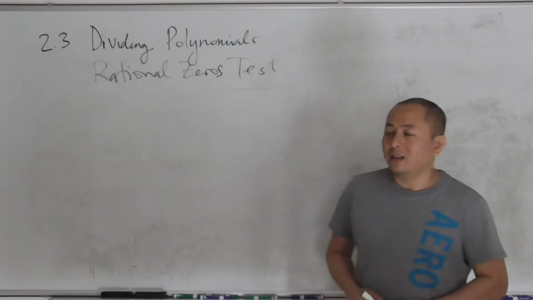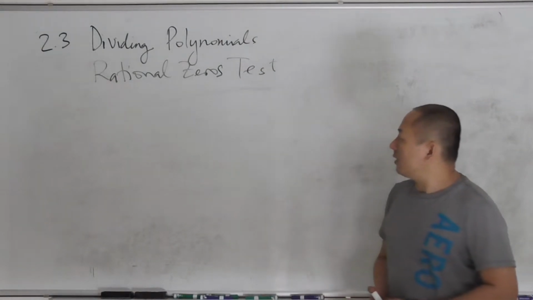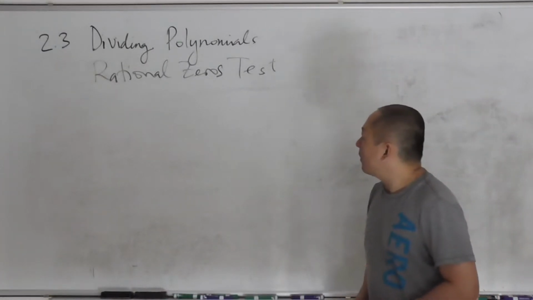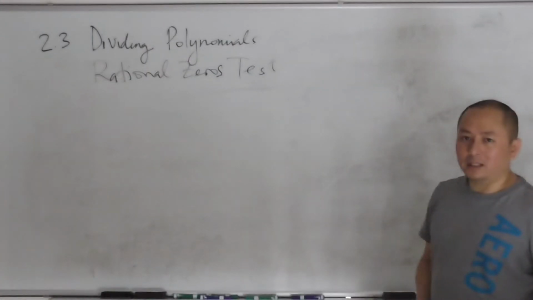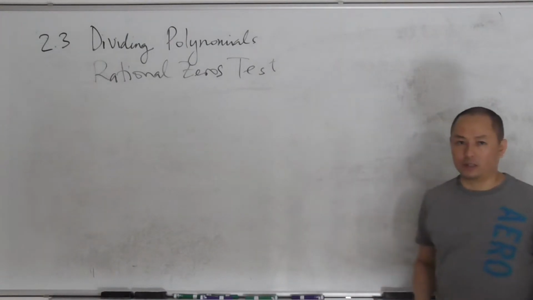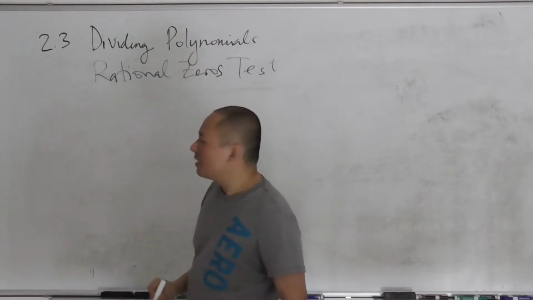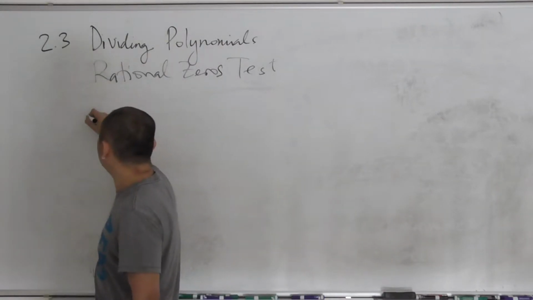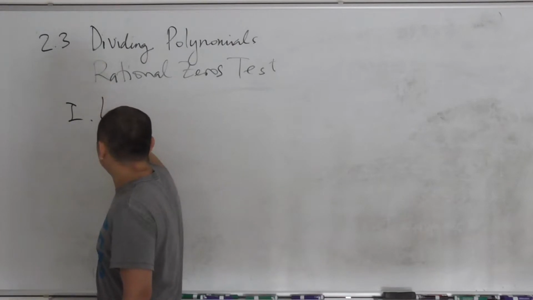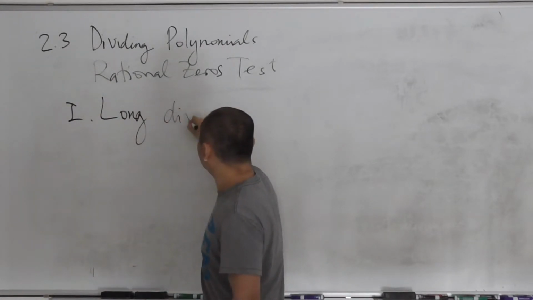Hello all. In this video clip, I'll be talking about section 2.3, about dividing polynomials and the rational zeros test. There are two items to be covered in this section. First, we talk about dividing polynomials. The first item is long division. It's actually what it is all about, long division.